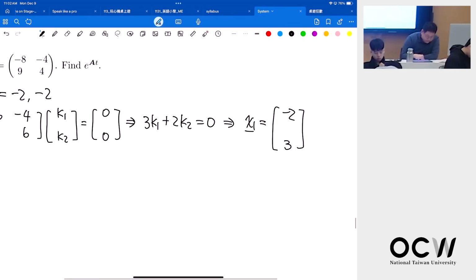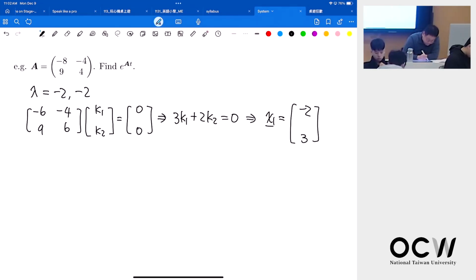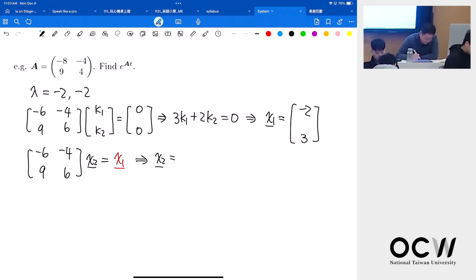So for the generalized eigenvector, [-6, 9; -4, 6] times your x2. This should be your x1. And then you can find your x2 is (1/3, 0).